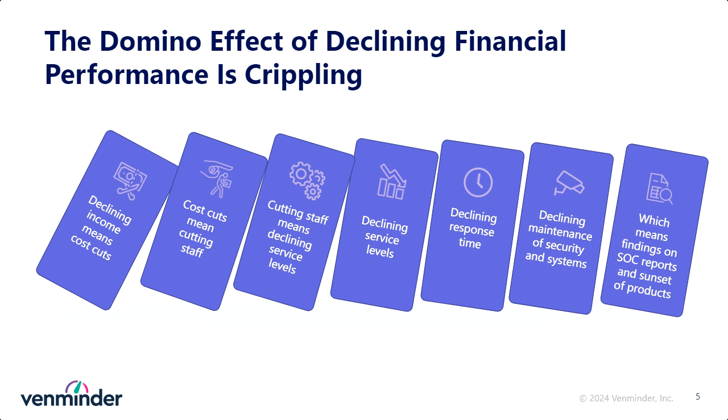So when a vendor has something like declining revenue or declining income, they ultimately will make some cost cuts, which means cutting staff, which means ultimately perhaps some declining service levels, declining response times, and then ultimately it could lead to a data breach or lead to some sort of issue beyond financial health that is very critical to your organization's well-being and your risk profile.